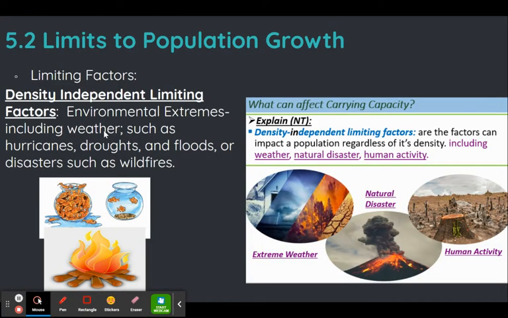Density independent limiting factors are basically environmental. So, weather, hurricanes, droughts, floods, wildfires, it doesn't have anything to do with how many organisms there are. So, looking at our fishbowl example, whether you have all of these fish or just 3 fish, if you heat up the water in those fish bowls, all the fish are going to die. Same thing with density independent limiting factors. These natural disasters will happen regardless of whether there's people or a high population or not.